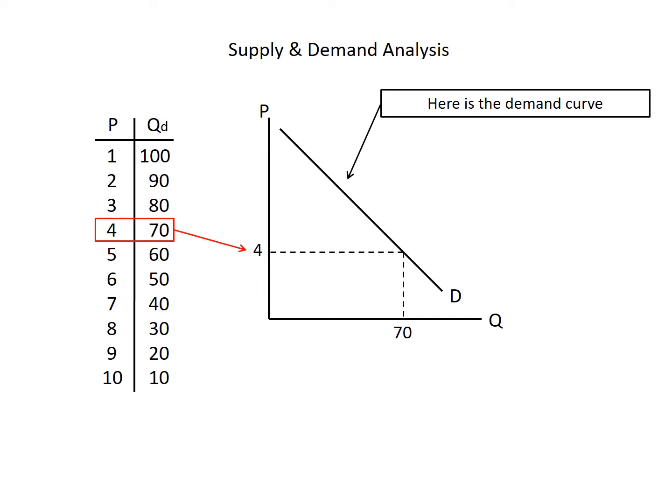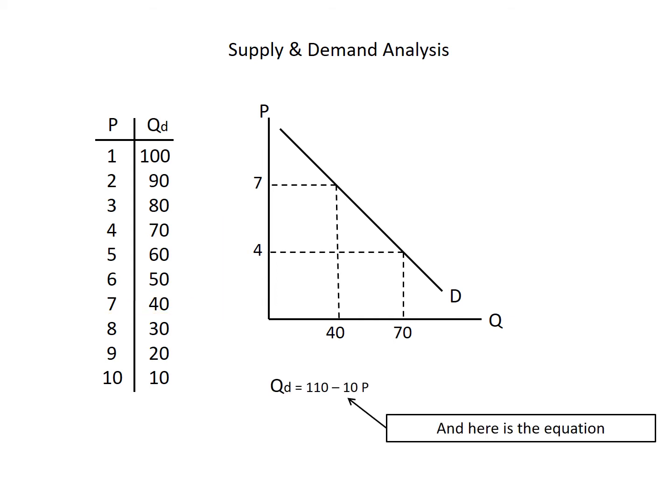As you can see, when the price is 4, quantity demanded will be 70. And when the price is 7, quantity demanded is 40. All of these other price-quantity pairs appear on this curve as well, as do all of the ones in between. So here is the equation for this straight line demand curve. Quantity demanded is equal to 110 minus 10p.